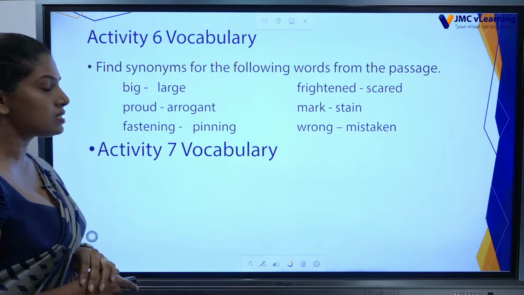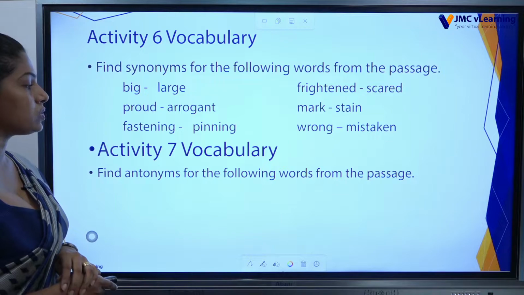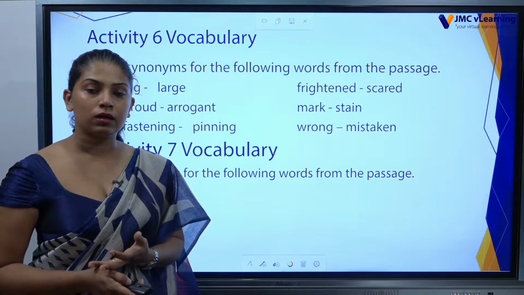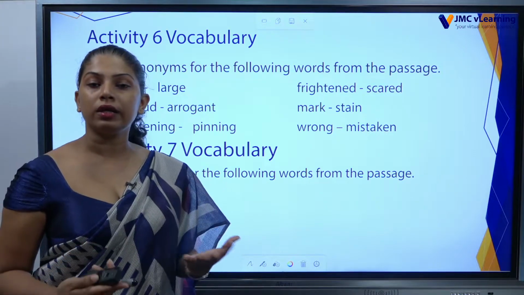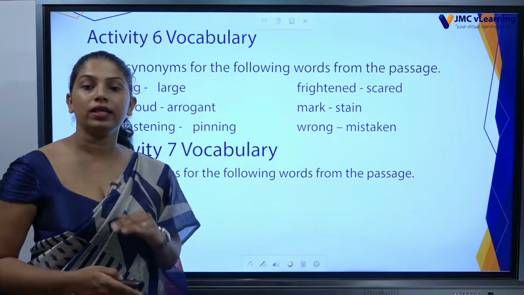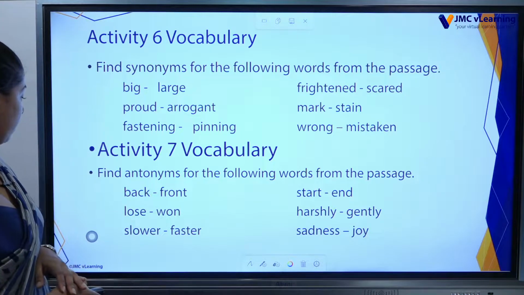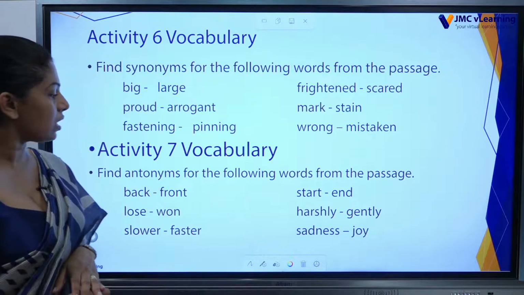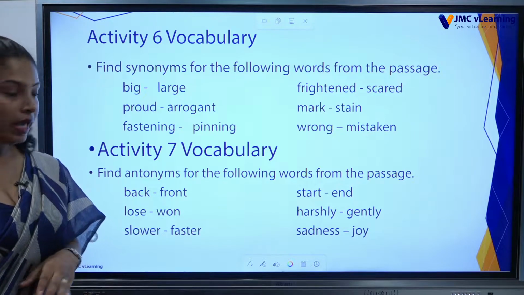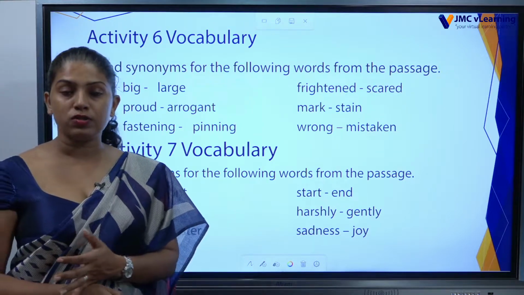Okay, activity 7. What you have to do is find antonyms for the following words from the passage. Here also it is the same. You may know many antonyms for the given words, but you can't write whatever you want. You have to go through the given passage and find the correct antonym for the given word. We'll see what words are given. Back, loss, slower, start, harshly, sadness. These are the words given under the activity. And these are the words you can find from the passage as antonyms to these given words.